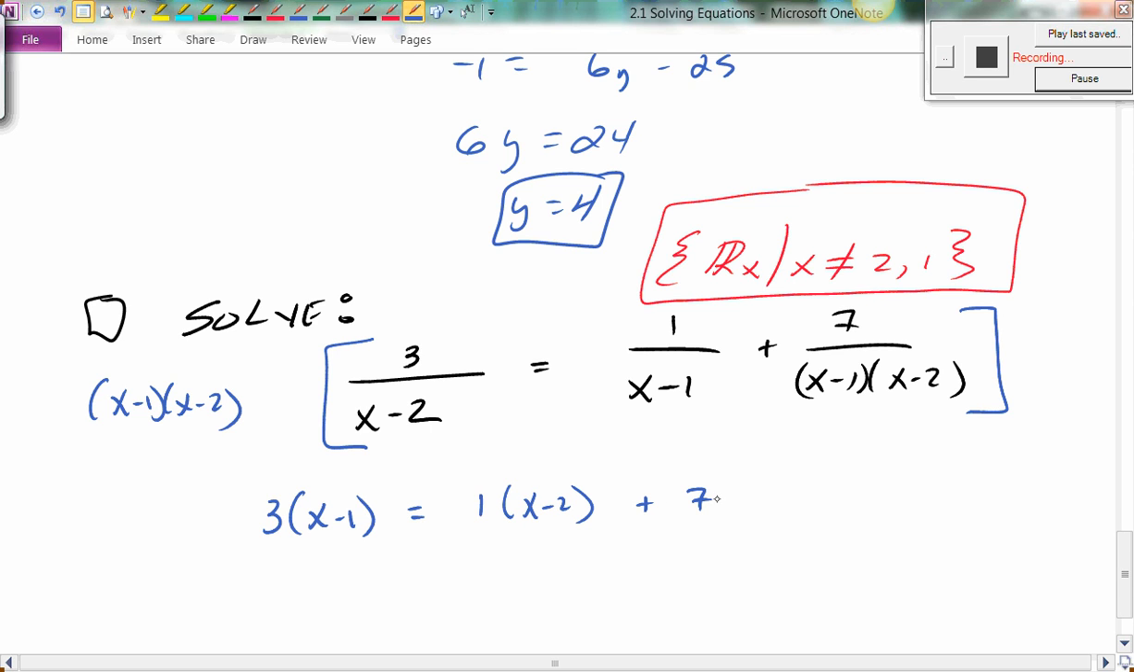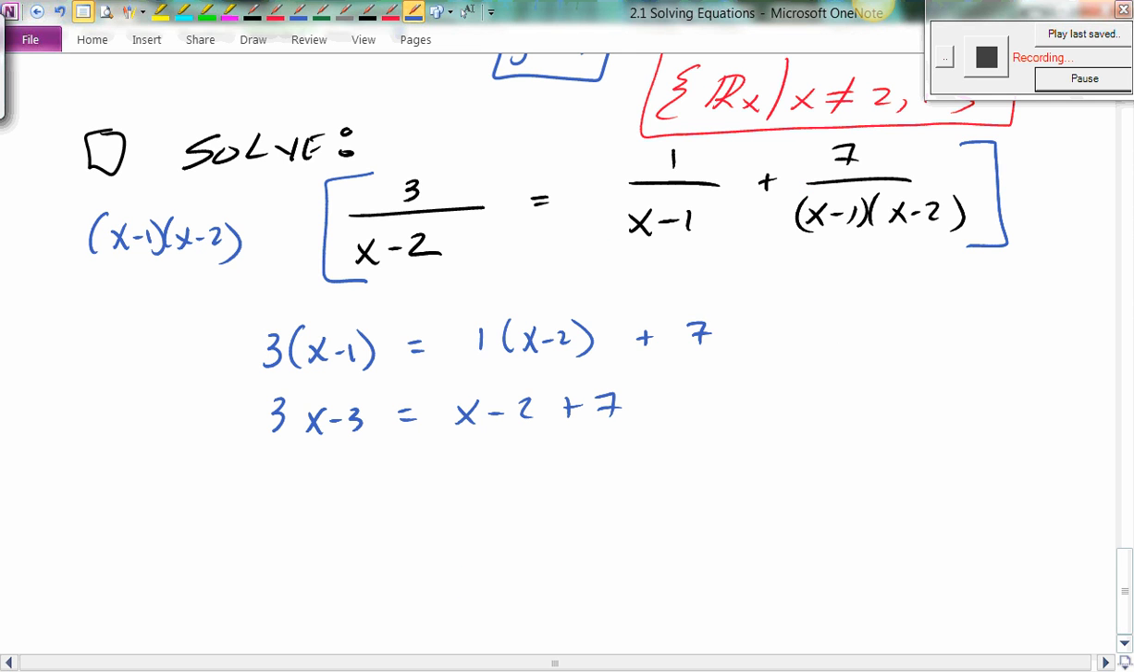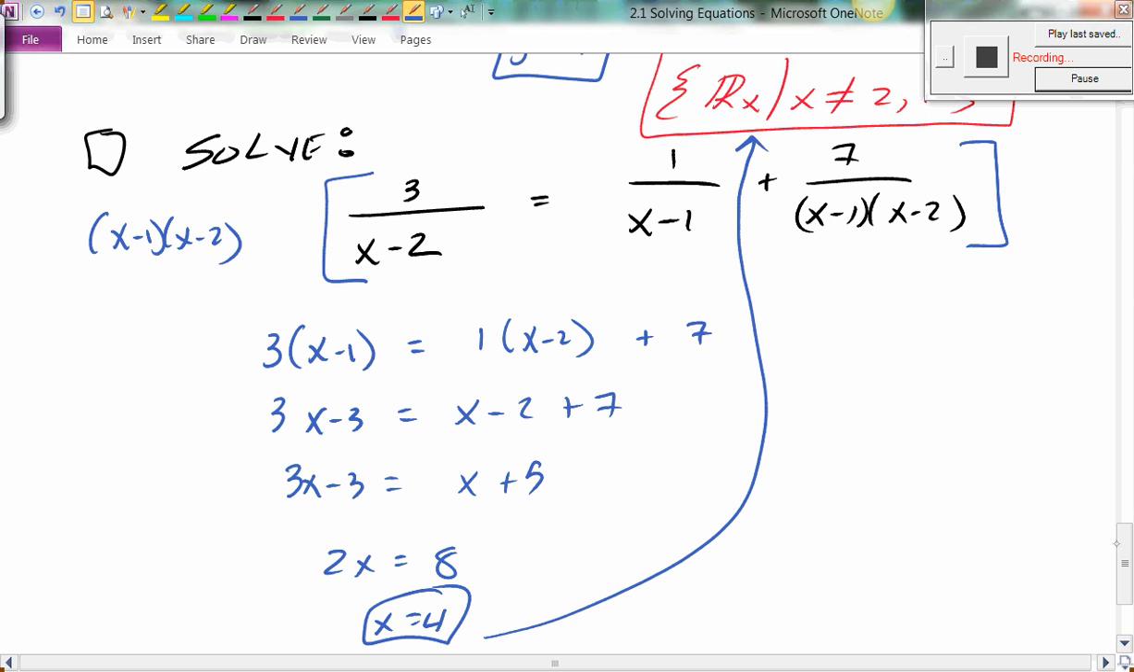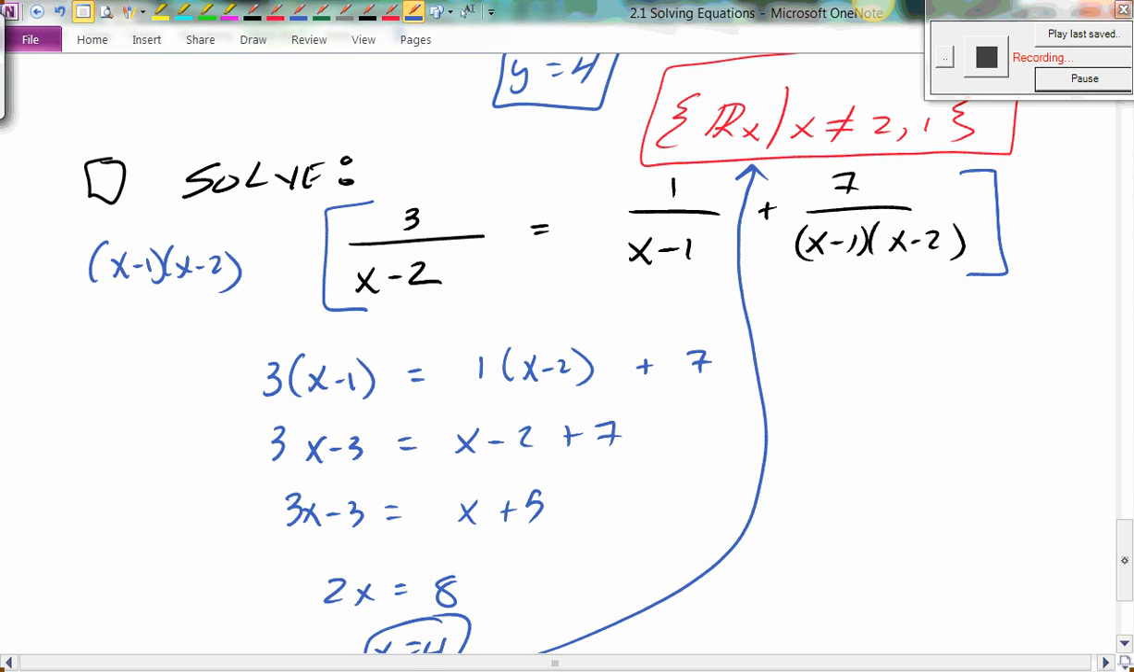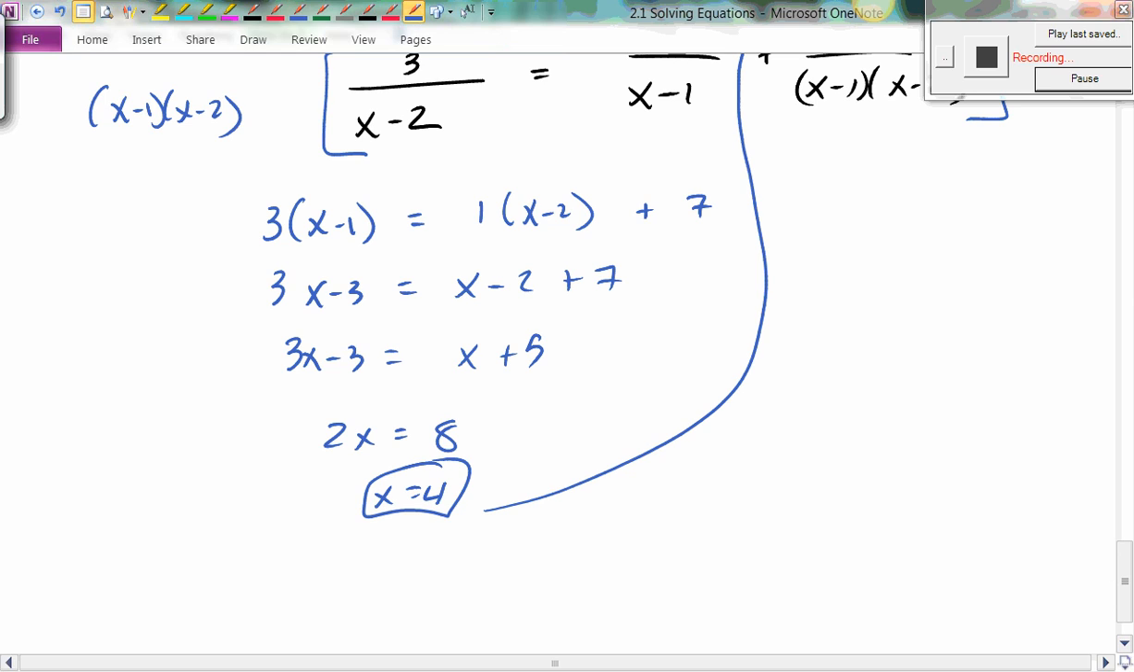Wow, that is so much easier and nicer looking than anything else. So 3x minus 3 equals x minus 2 plus 7. So that means 3x minus 3 is equal to x plus 5. So 2x is equal to 8. So x must be 4. And x equals 4 does not interfere with our domain at all. So we are okay to state the fact that x does equal 4. All right.